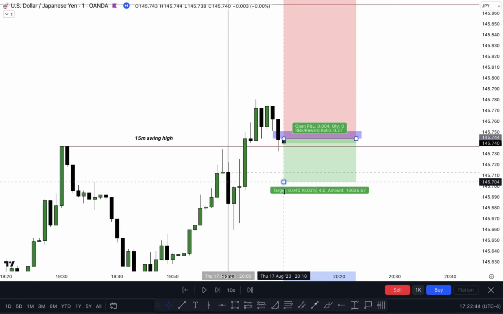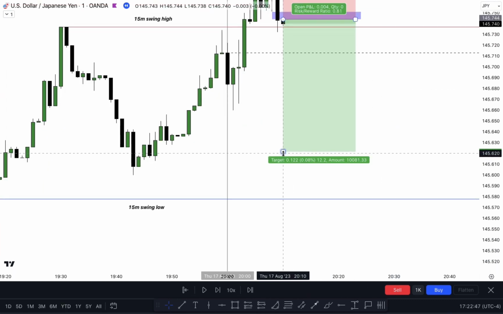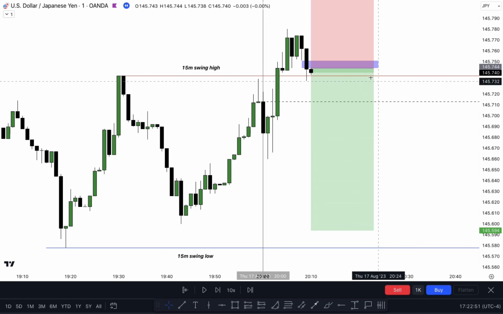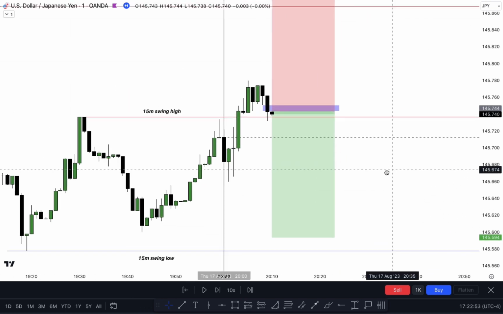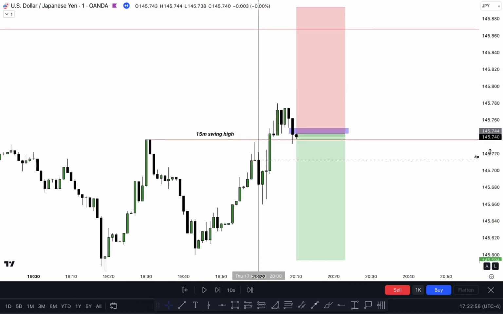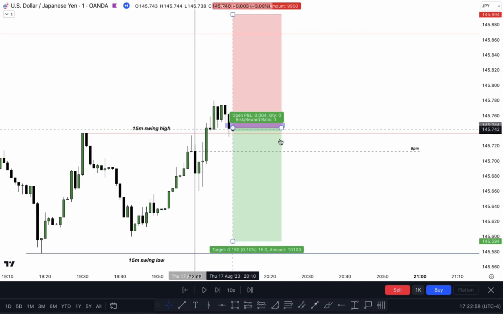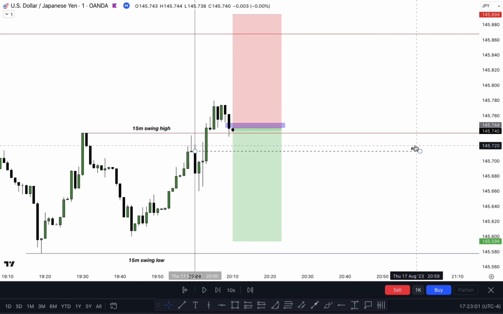And we go for a 15 pip TP. So it's a 1-to-1 scenario, risking $1 to gain $1. 15 pip risk, 15 pip reward. The fair value gap is forming as well above the 8 p.m.